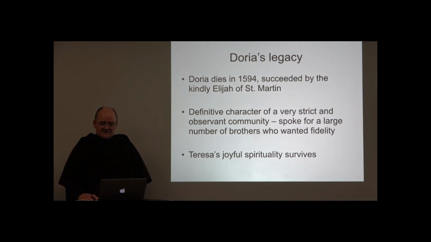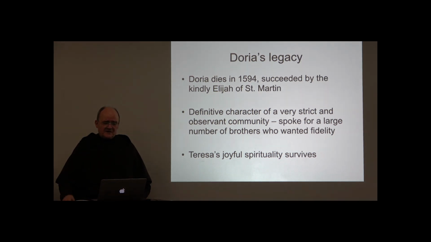So, Doria has now taken control of Teresa's reform. He's going to put his own stamp on discalced life. Although he didn't live very long after the separation of the order into an independent entity. He dies in 1594. His successor is Elijah of St. Martin, who was a very kind, conciliatory person, very much a peacemaker, and hoping to renew the spiritual side of Teresa's reform and reduce the animosity and the hatred between the two branches.